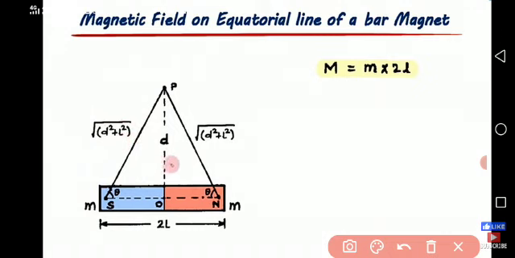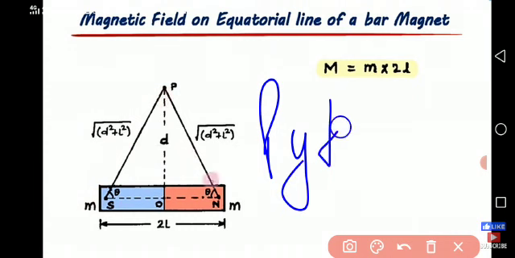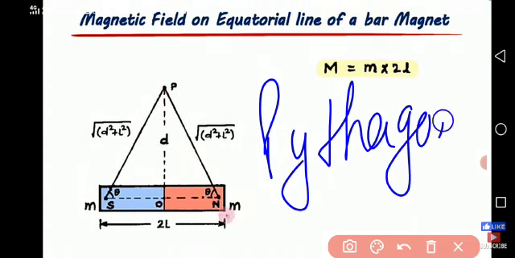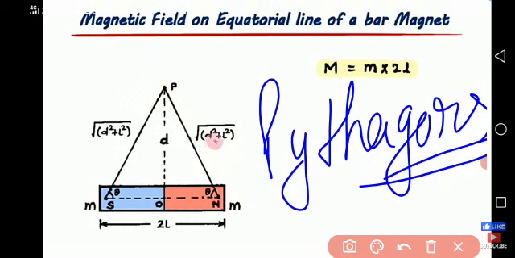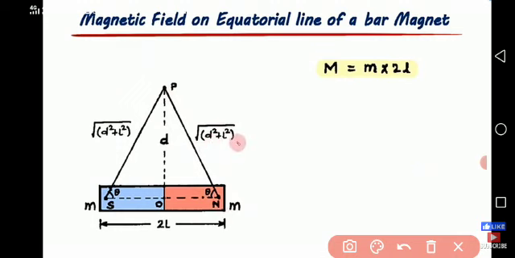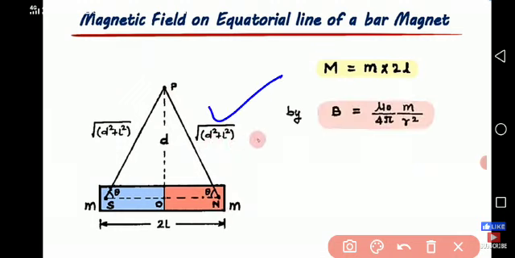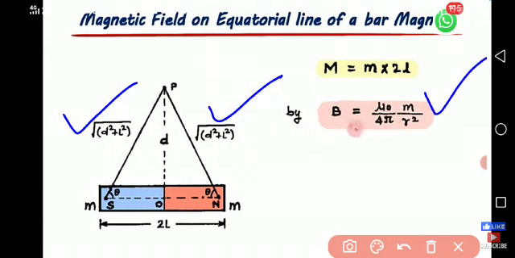And this we have calculated by using a very famous theorem, that is Pythagoras theorem. So you can also apply Pythagoras theorem and you will get that this PS and PN both are equal to under root d square plus L square. Now let us use the formula by using Coulomb's law in magnetism, that is B is equal to mu naught upon 4 pi m upon r square, where m is the strength of magnetic field and r is the distance.